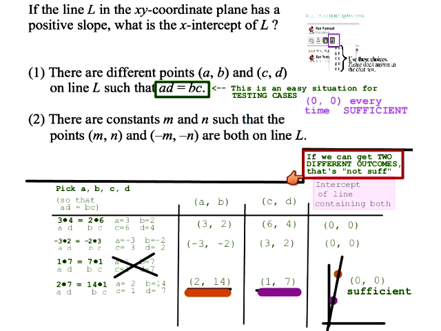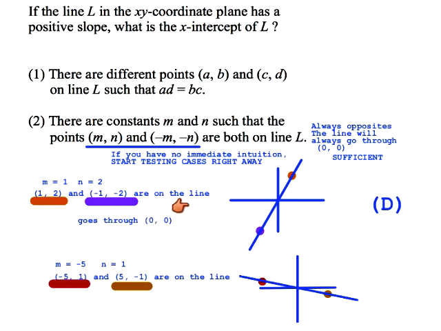Okay. Same thing here. You also could have 0, 0 as M and N this time, but that would still have the 0, 0 intercept. So there it is.